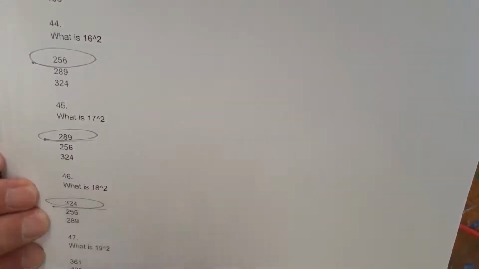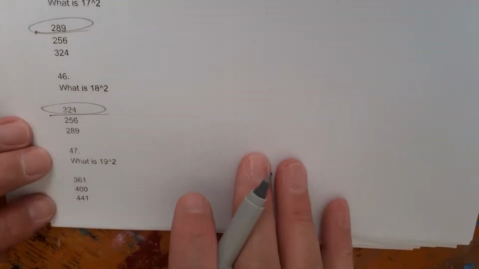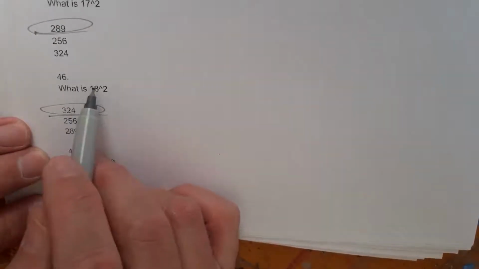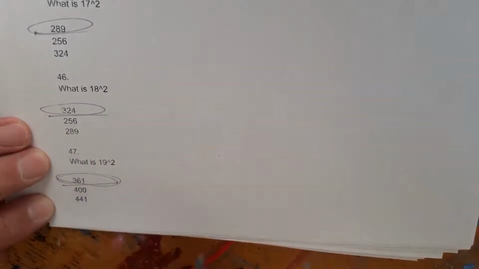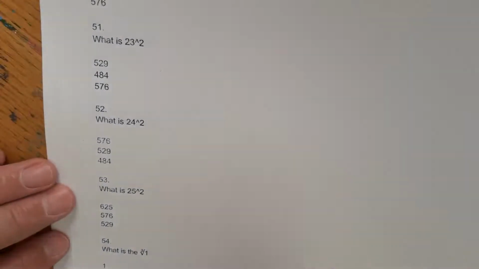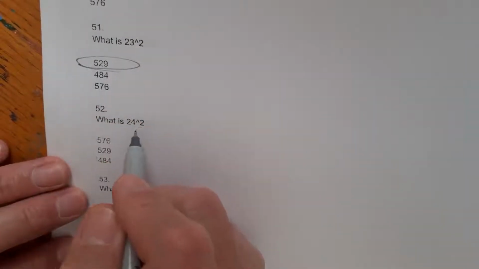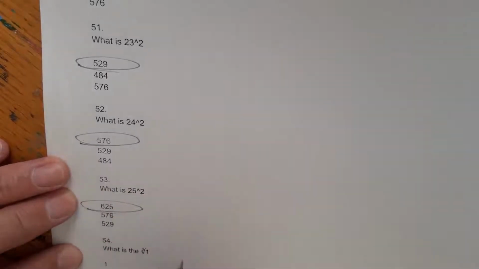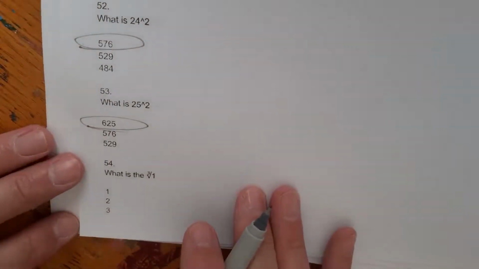18 squared is 324. And I do kind of forget these each year, and then I go back, I'm like, oh yeah, 324 is 18 squared. 361 is 19 squared. So it kind of depends on how familiar you are with the topic, and this is a good warm-up to get back into things. Not really a difficult assignment. 20 squared is 400. 21 squared is 441. 22 squared is 484. 23 squared is 529. 24 squared is 576. 25 squared is 625.